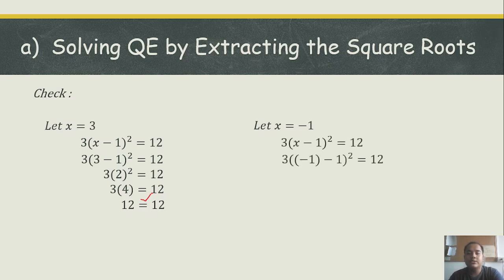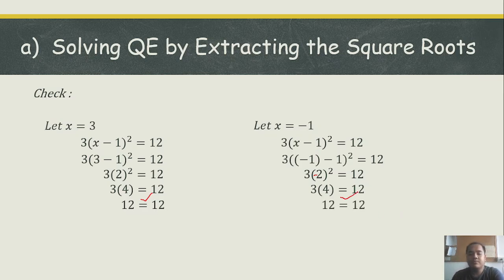Substitute the value of x, so it will turn into 3 times negative 1 minus 1 squared is equal to 12. So negative 1 minus 1, the answer is negative 2. So negative 2 squared, the answer will be positive 4. So 3 times 4, the answer is 12. So 12 is equal to 12.